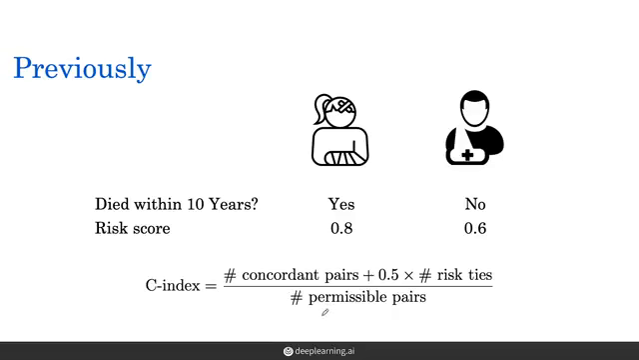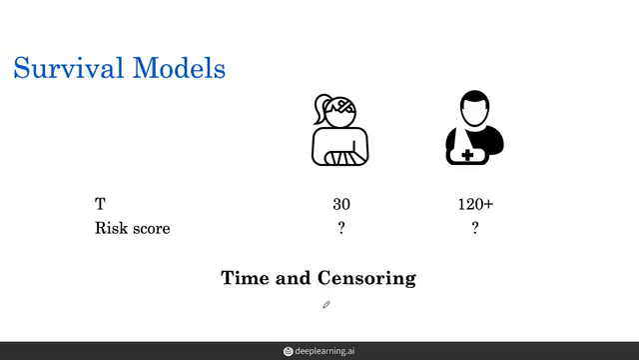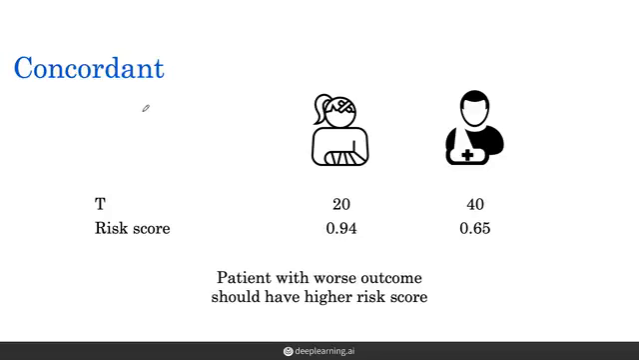Survival models have two main differences to the setups we've seen earlier. The first difference is that the ground truth, the thing we're caring about modeling, is the time to the event, and we'll call that a capital T, where for patients we have a time to an event like 30 months in this example. And the second key difference is that we have censored observations in our data, and we need to think about in our evaluations how we can handle these censored observations as well. So first, let's look at the idea of concordance again.